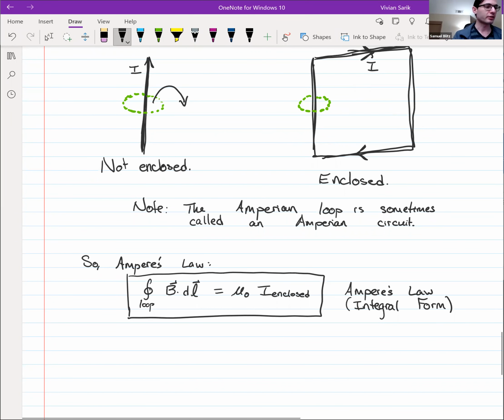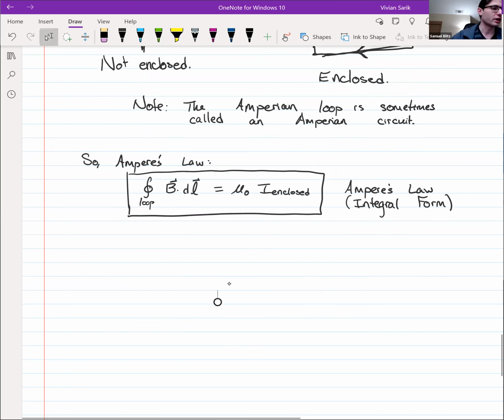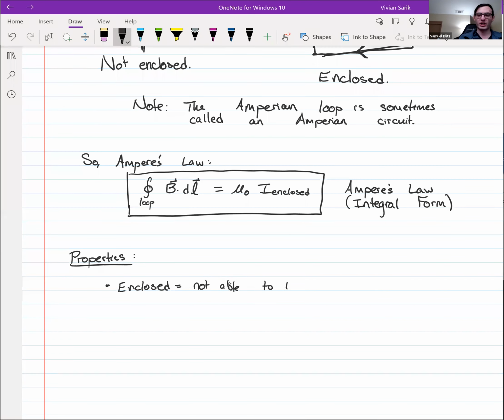So let me write down some properties, as a summary of the things that we just talked about. A lot of these properties are very analogous to what we see for Gauss's law, by the way. So an enclosed current, just rehashing what we said, means that the current is not able to leave without breaking the surface. Sorry, without breaking the loop. I need to fix that in the lecture notes. Let me just jot that down for myself really quick.